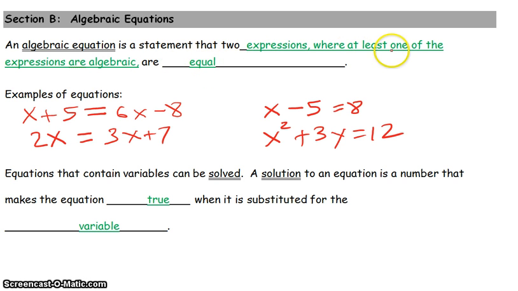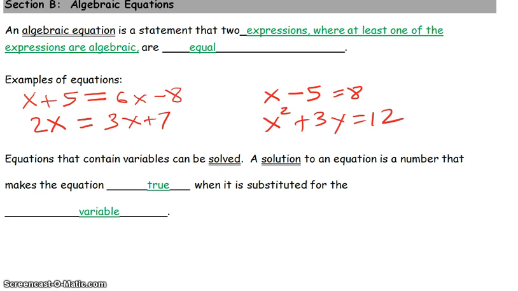Now, the reason why I put in this exception is because of this algebraic equation here. On this side here, we have the expression x minus 5, which is an algebraic expression, but it's equal to 8. 8 is not an algebraic expression, but this whole equation here is considered to be an algebraic equation. So what happens is this here. As long as one of your expressions of the equation is algebraic, then the whole equation is algebraic. That is why I put this exception here.